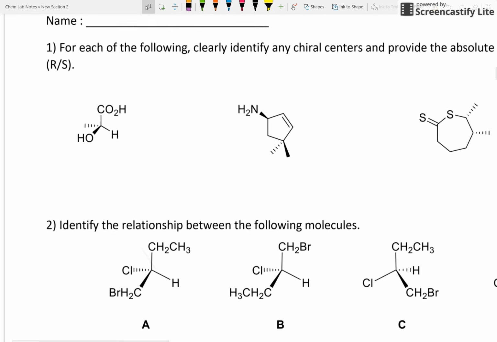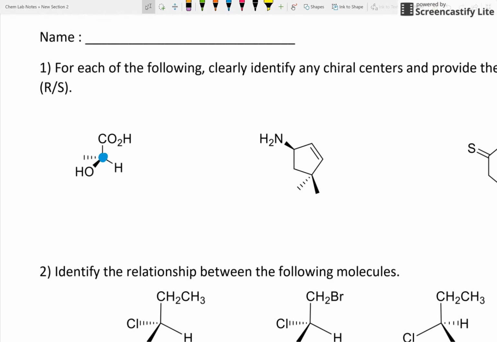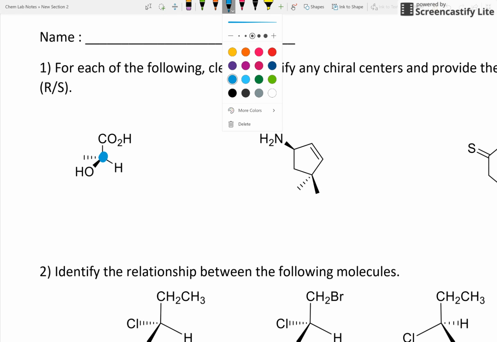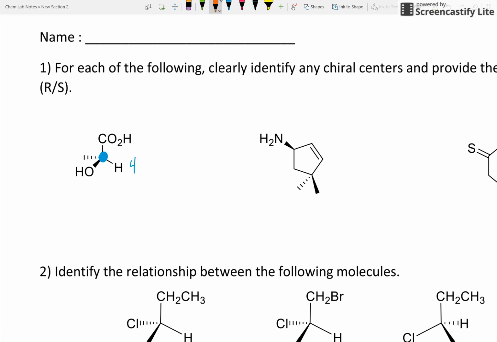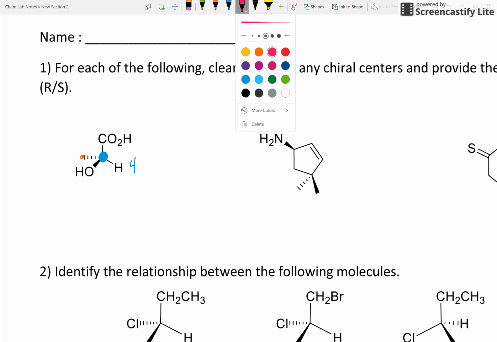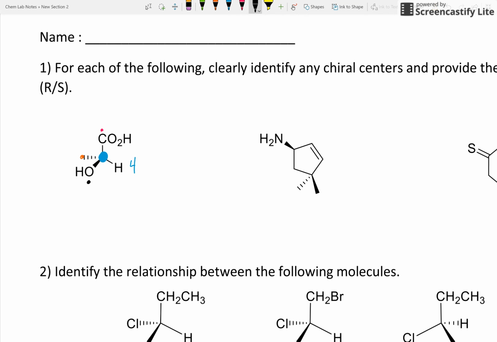So if we start up here on question number 1, we identify our chiral center, and then we just have to go through and assign what's on each center there. So we know we have a hydrogen, that's number 4. We're left with, let me change colors here, a carbon, and then we've got this oxygen here. So we have oxygen and 2 carbons. Hopefully we can figure out that oxygen's number 1, and then we have a choice between a methyl group and a carboxylic acid group, right?